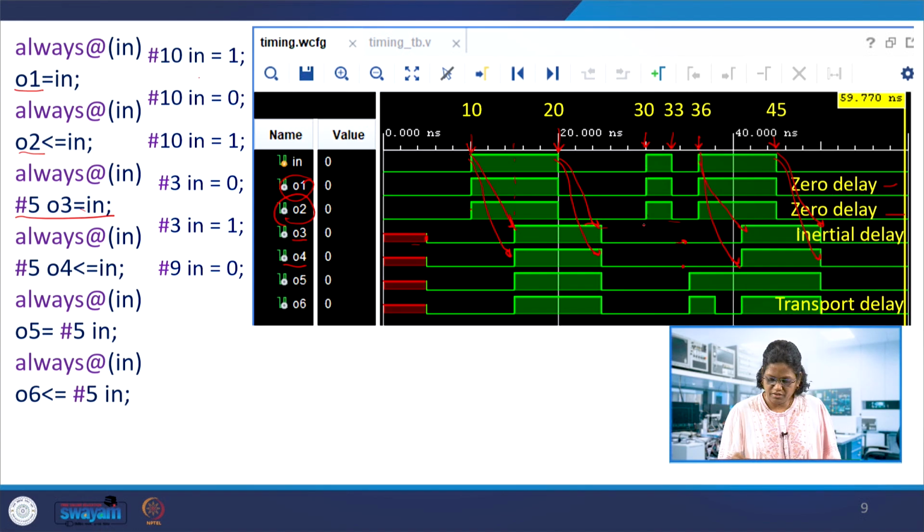So, preferable for the initial delay is that blocking statement. And in the case of the next one, O5, you can see that it is not after. So, these are intra assignment delays, these are regular delays, and then the one which you have is intra assignment delay with blocking and non blocking.